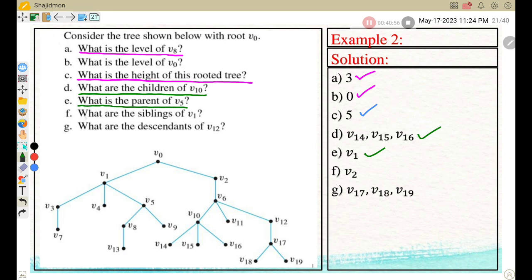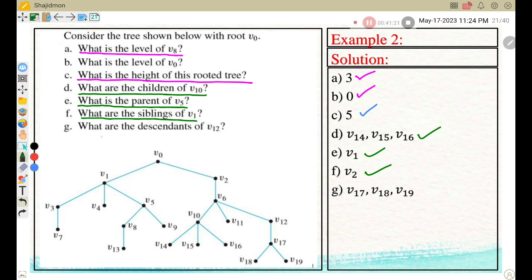Now we will go to the next one. What are the siblings of V1? Sibling means what? They should have the same parent, correct? So for the V1 vertex, what are the siblings? V2 is the sibling, because V2 and V1 have the same parent, you can see, correct? So V2 is the sibling of V1. Hope you understood that one.